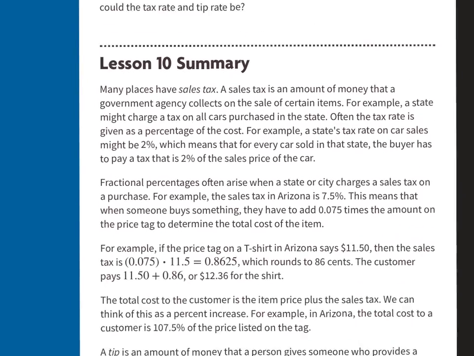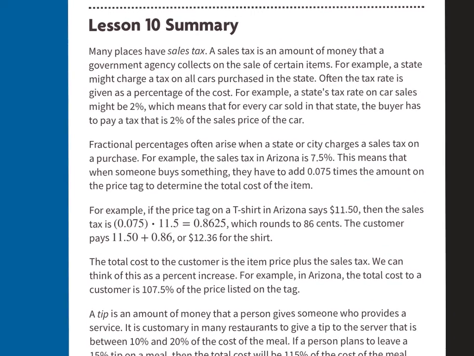And that's it. So looking at the summary, many places have a sales tax. A sales tax is an amount of money that the government agency collects on the sale of certain items. For example, a state might charge a tax on all cars purchased in the state. Often the tax rate is given as a percentage of the cost. For example, a state's tax rate on car sales might be 2%, which means that for every car sold in that state, the buyer has to pay a tax of 2% of the sales price of the car.